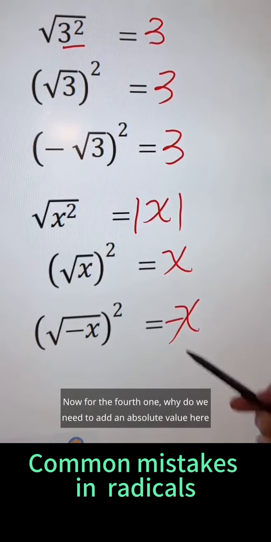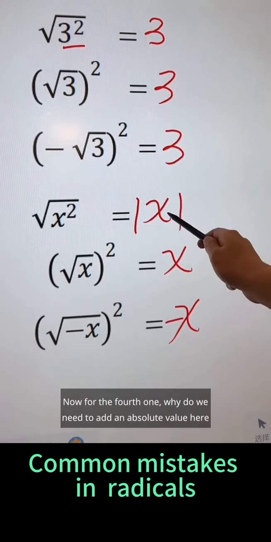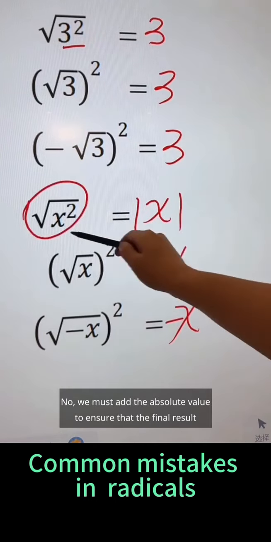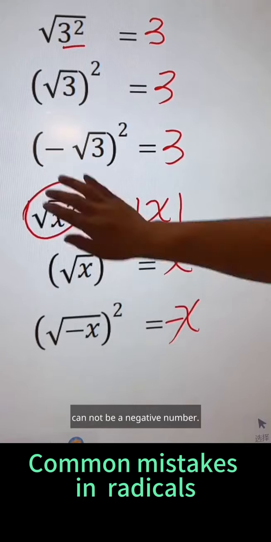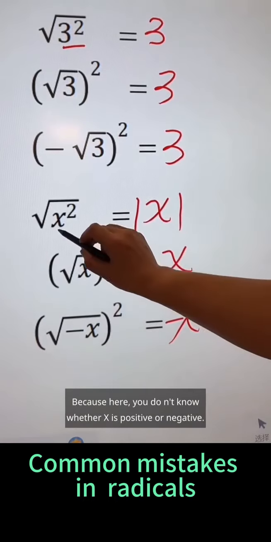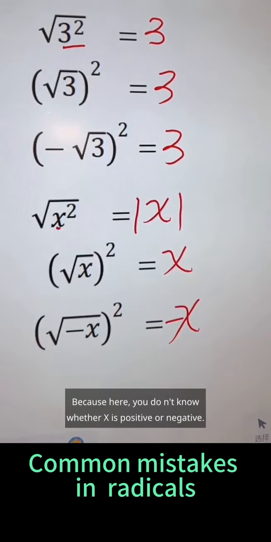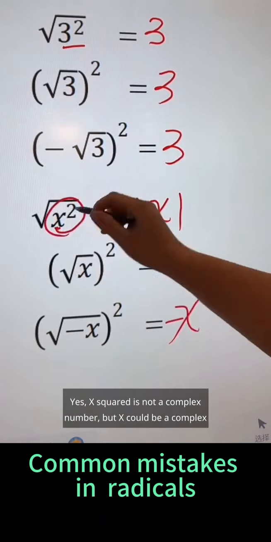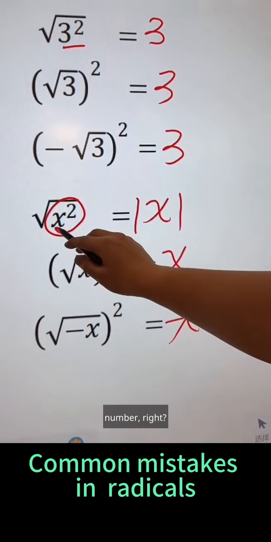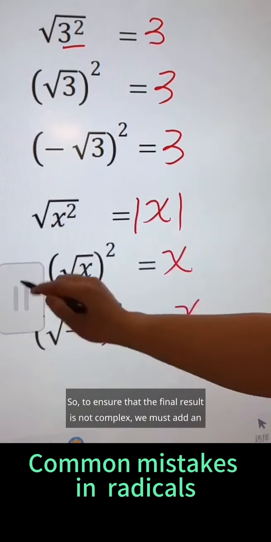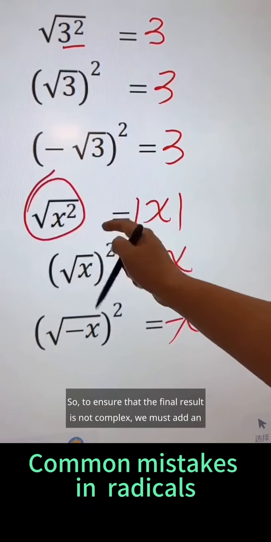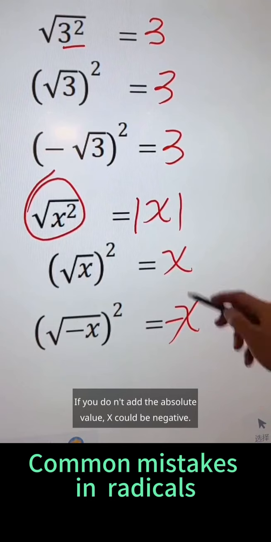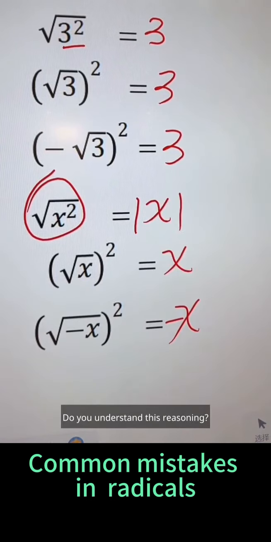Now for the fourth one, why do we need to add an absolute value here? Can we do without it? No. We must add the absolute value to ensure that the final result cannot be a negative number. Because here, you don't know whether x is positive or negative. Can x be a complex number here? Yes, x squared is not a complex number, but x could be a complex number, right? So, to ensure that the final result is not complex, we must add an absolute value to x. If you don't add the absolute value, x could be negative. Do you understand this reasoning?